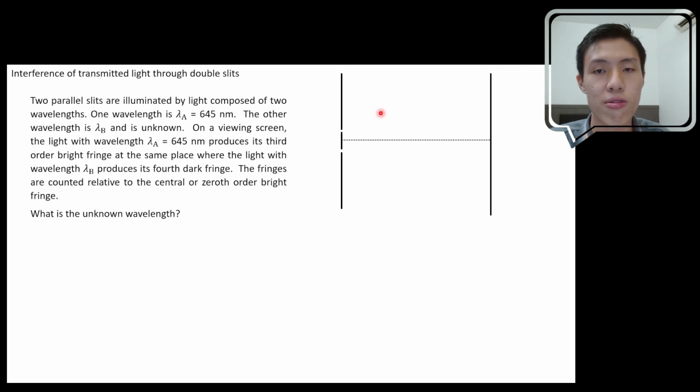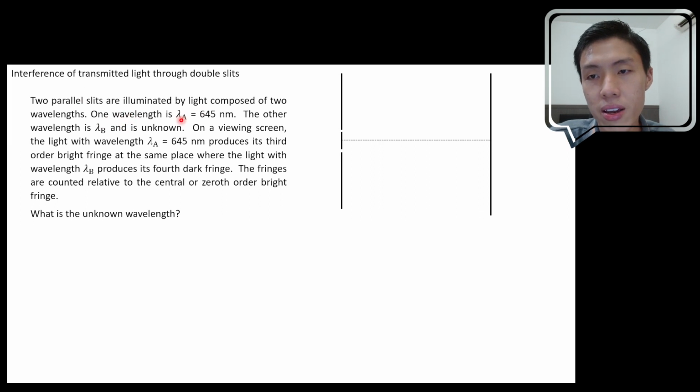Let's say you send red light and green light. The red light will form its own interference pattern, the green light will also form its own interference pattern, but they are both overlapping on the same region, so the interference patterns form on the same screen. They are overlapping with each other, but they're independently interfering. The red does not affect the green, and the green does not affect the red. They are independent of each other.